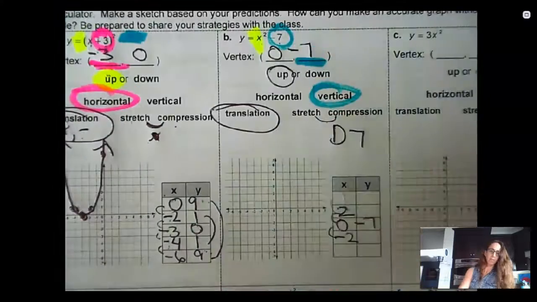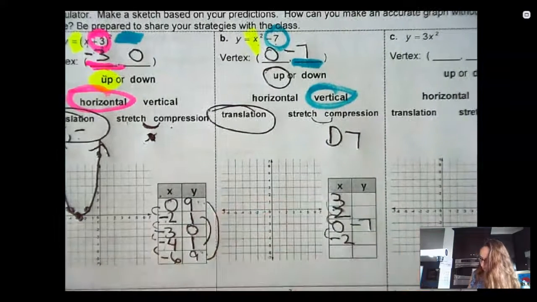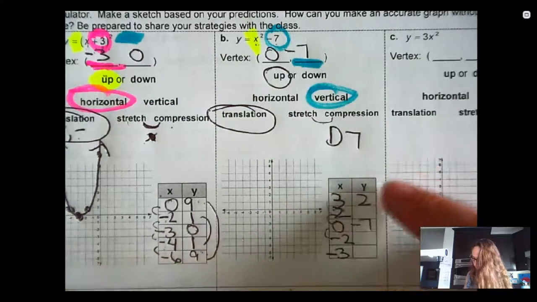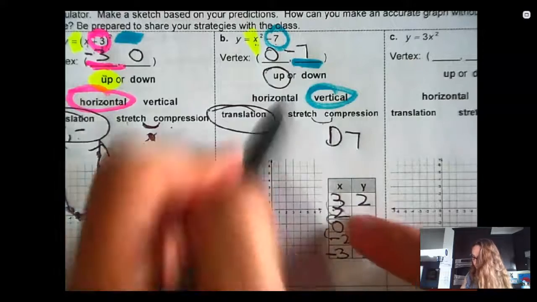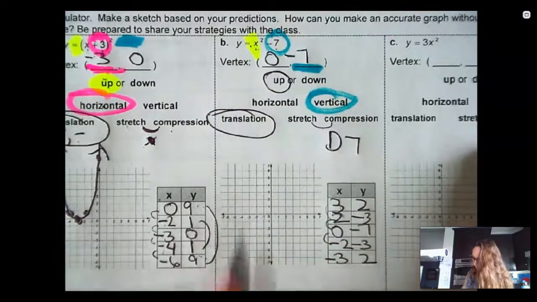You technically can graph it. It's just ugly and hard for people to understand. So maybe I'll pick 3 this time. And if I pick 3, what's going to match here? Negative 3. And now I plug it in. 3 squared is 9, minus 7 is 2. That's 2, that's 2. 2 squared is 4, minus 7 is negative 3. And now I graph it.